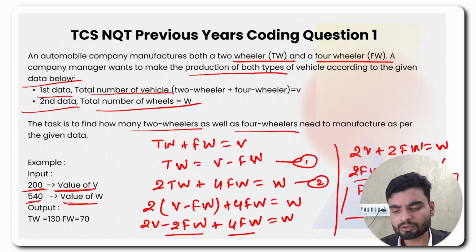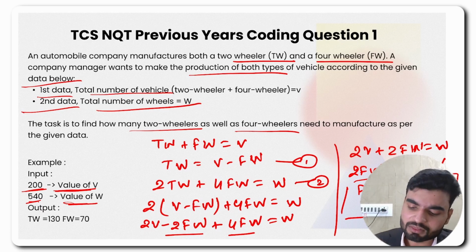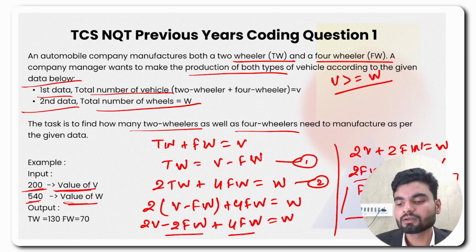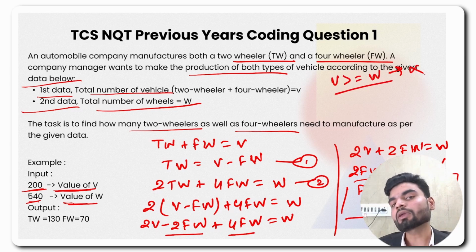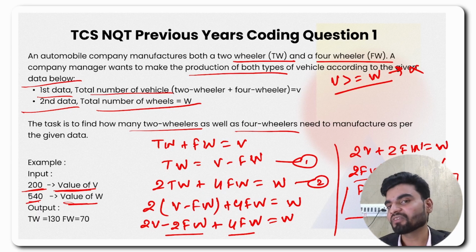Again, tell me what will be the scenarios when you need to return invalid input. What will be the scenarios? The first scenario can be when the number of vehicles is greater than or equal to the number of wheels. This is not possible. Why? Because let's say you have 10 wheels, you cannot produce 10 vehicles, right? And with 10 wheels, you cannot produce 15 vehicles. So this will be the first invalid scenario.